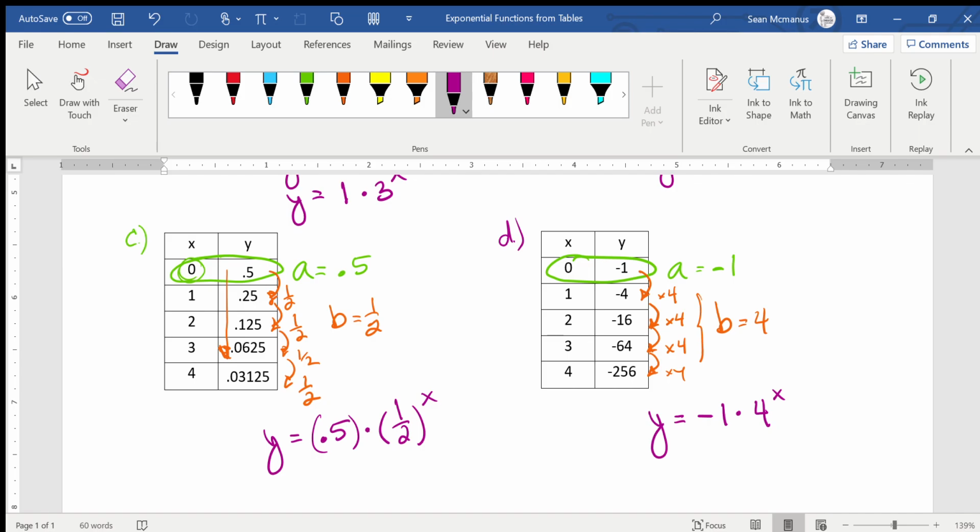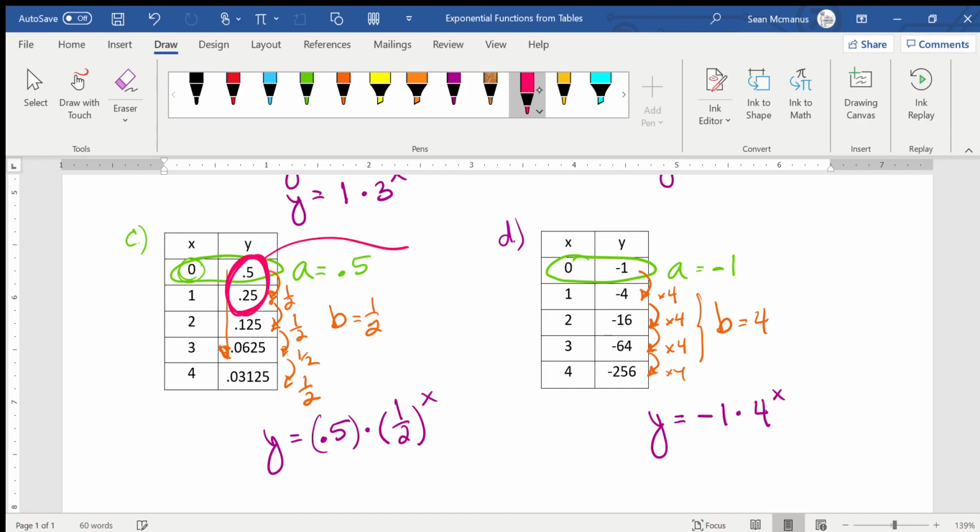So those are pretty straightforward. Again, don't be intimidated if it has a fraction or a decimal or a negative number. You're going to follow the same process every time. Find the initial value and then find what it's multiplying by. One quick note, if you're not sure what it's multiplying by, right, like maybe this one over here in part C, you're not sure what it's multiplying by, right?